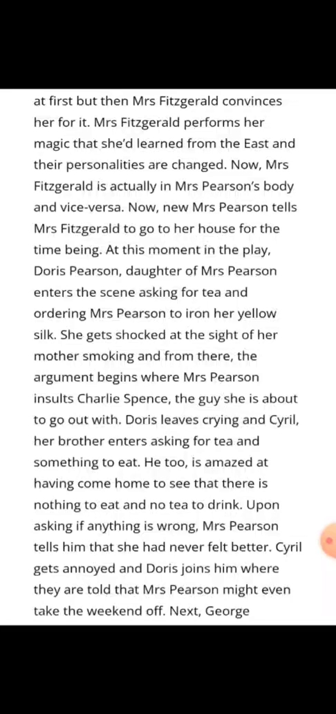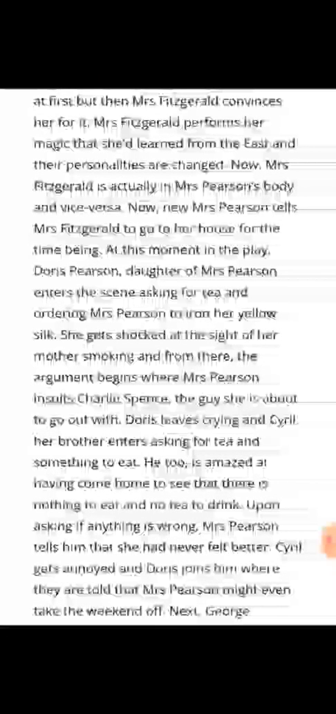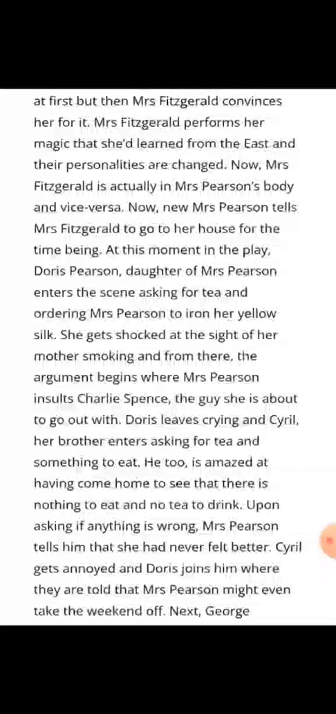Before, Mrs. Pearson was not ready to do that, but ultimately she was ready. Mrs. Fitzgerald warned her to go fast to Mrs. Fitzgerald's house, saying that Mrs. Fitzgerald's husband would come anytime. So before her husband's arrival, Mrs. Pearson should go fast and be present over there. So ultimately, the characters are playing their roles oppositely.